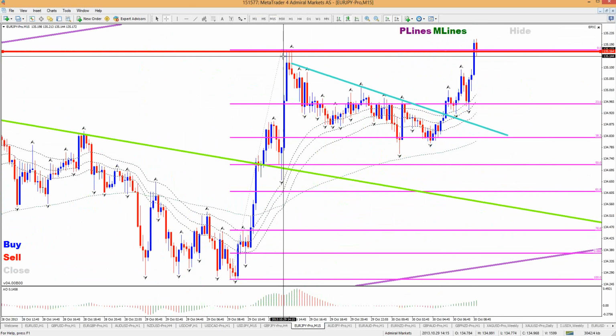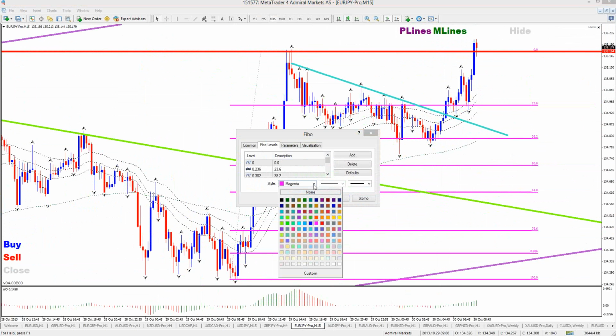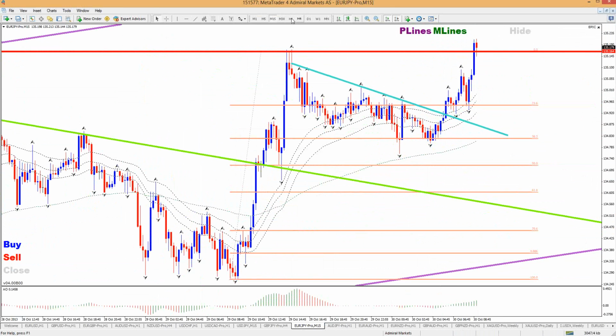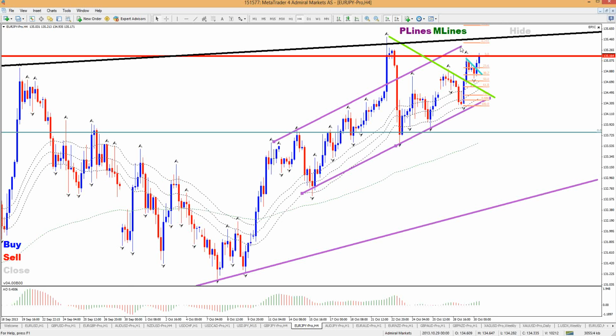Oh, pink? Oh, no, pink, this magenta is, yeah, it's a fib. I can change it though. Oh, 4-hour chart, sorry. Pink, oh, you mean this, maybe? That trend line. Well, that's a trend channel, right? So that could be the target for our upside trade.